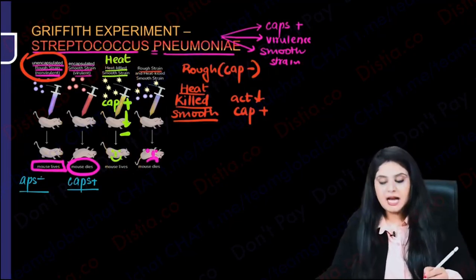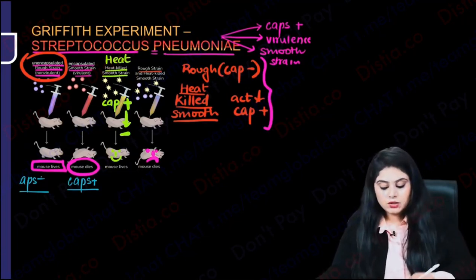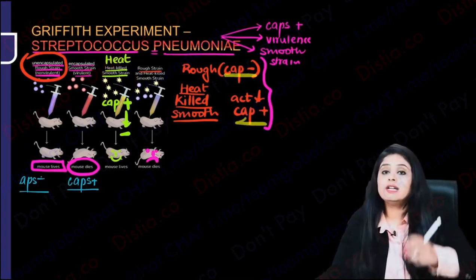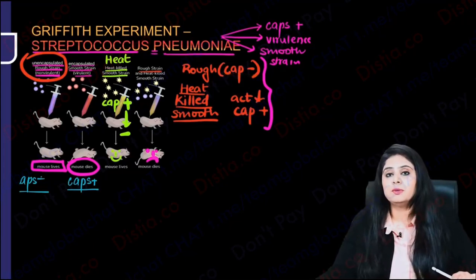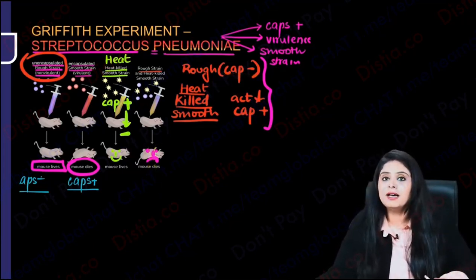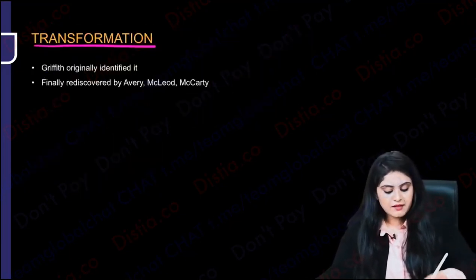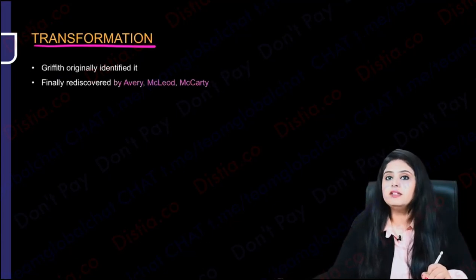Why? Because I realized that both of them transferred some material to each other. Although this had a capsule and this did not, it ended up transferring the capsule to it. It ended up transferring the virulence factor to it. As a result, in the end, my mouse ended up dying. This is the experiment that was given by Griffith, and later on, Avery, MacLeod and McCarthy ended up rediscovering it.